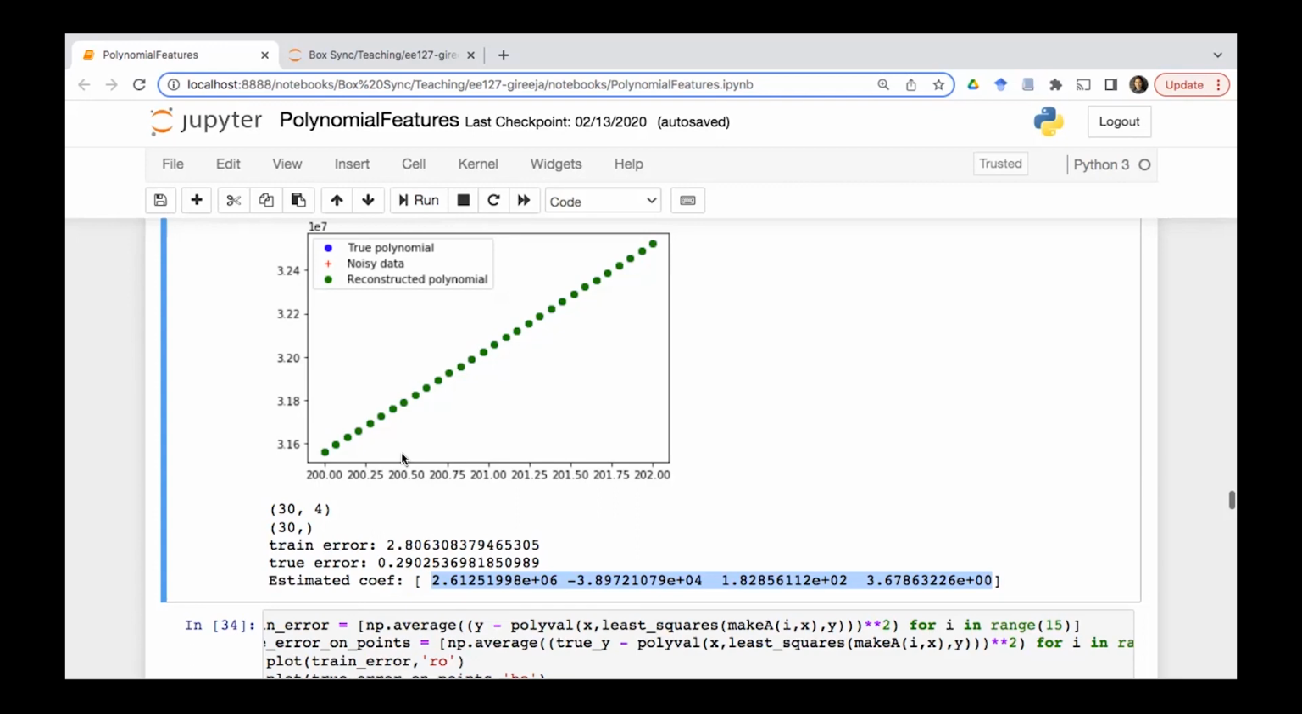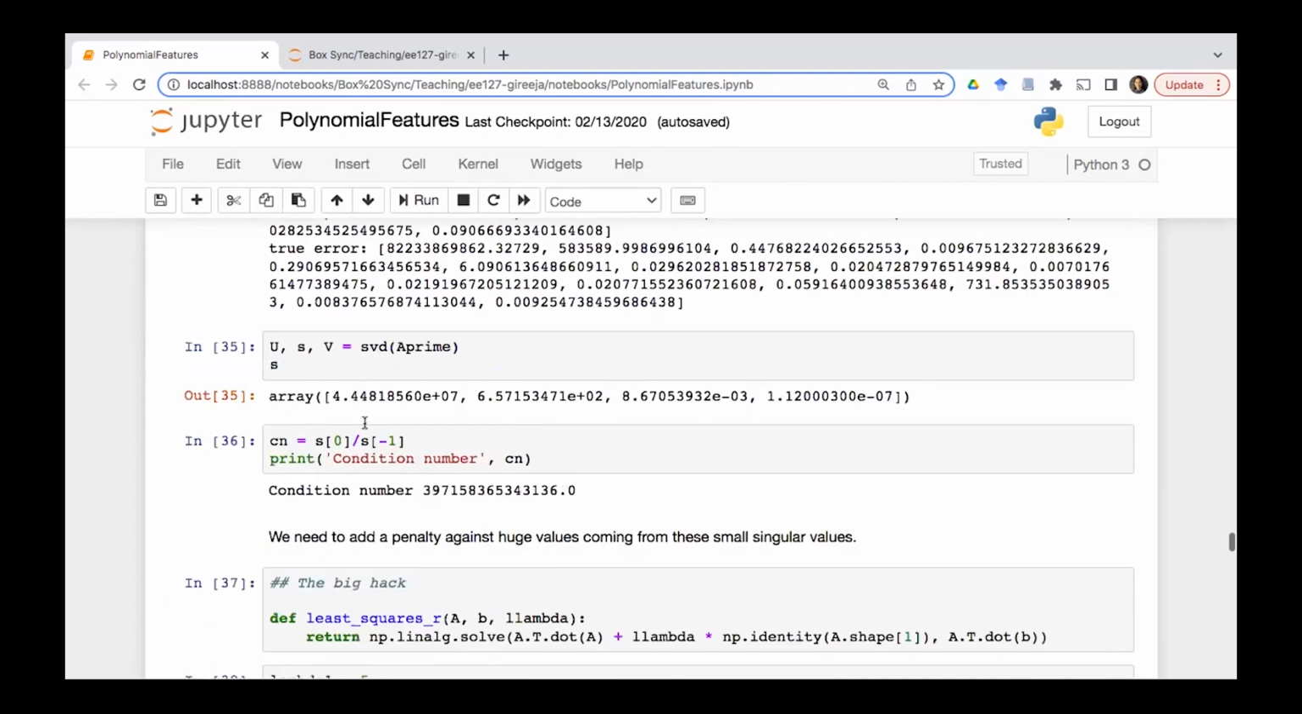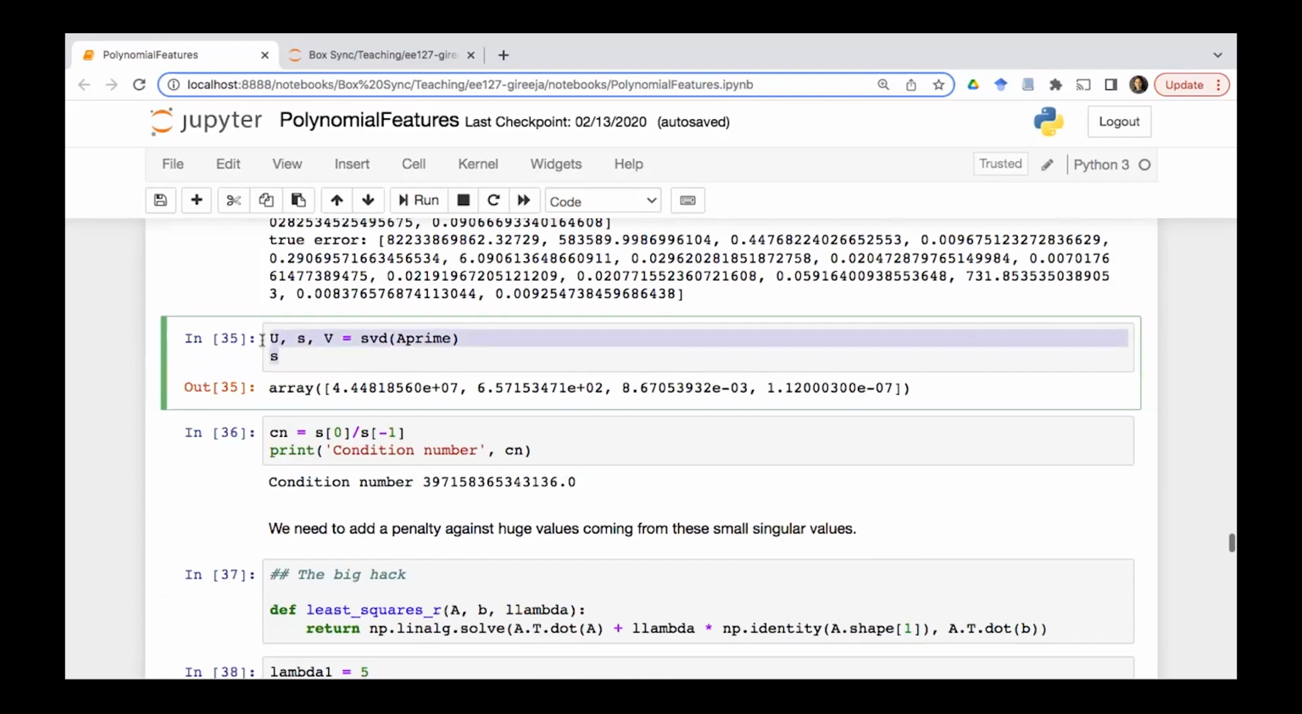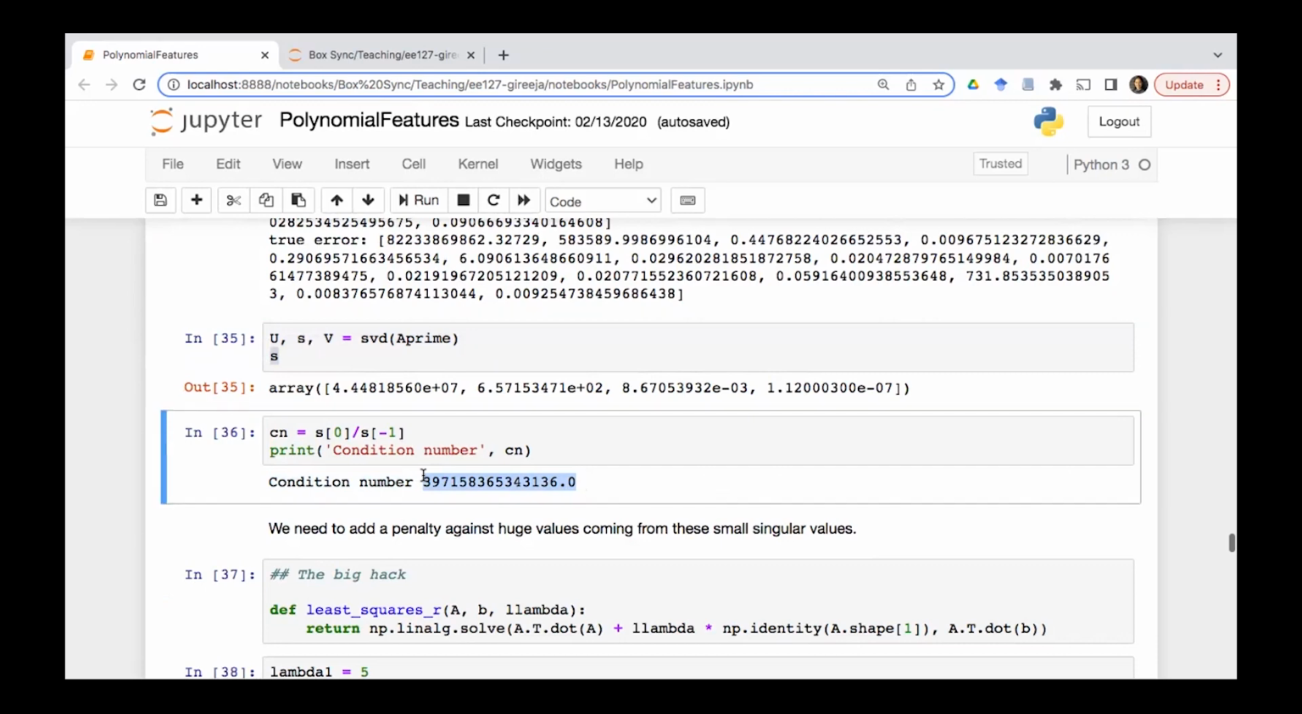So let's just look at it. If I now look at the SVD of this, I can find the SVD of my A transpose A, and look at this condition number. It's kind of big. Okay? Everyone with me till here? I'll pause and take a question.